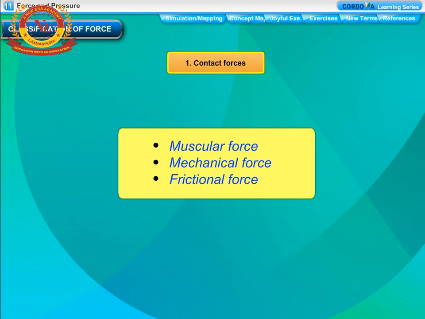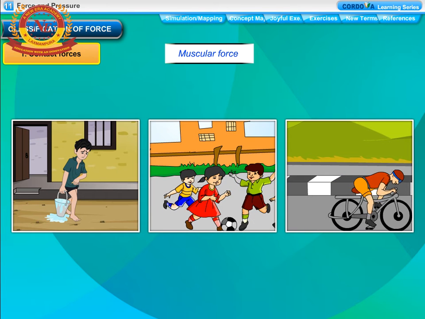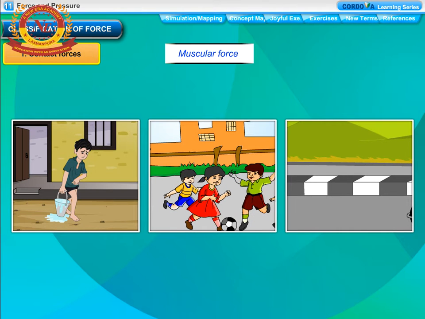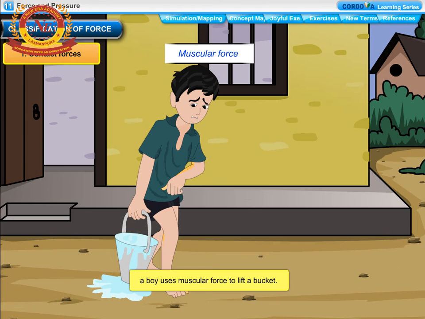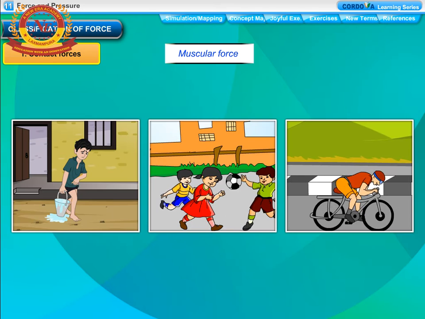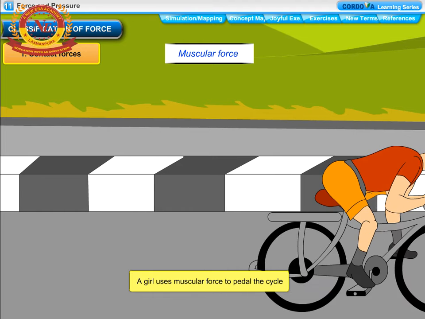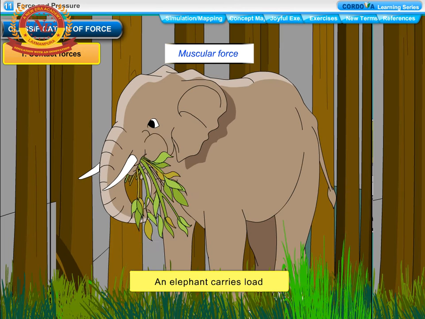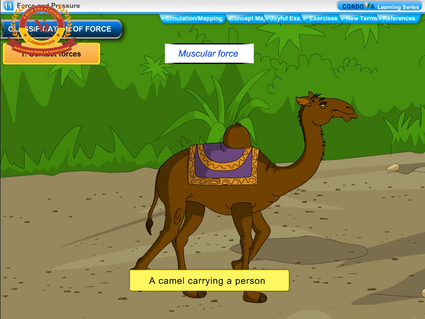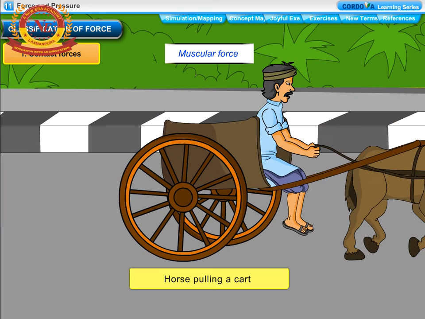Some important contact forces are muscular force, mechanical force, and frictional force. Muscular force. This force is caused by the action of muscles in our body. The force resulting due to the action of muscles is known as muscular force. A boy uses muscular force to lift a bucket. A boy uses muscular force to kick a football. A girl uses muscular force to pedal the cycle. An elephant carries load. Oxen plow our fields. A camel carrying a person. A horse pulling a cart.